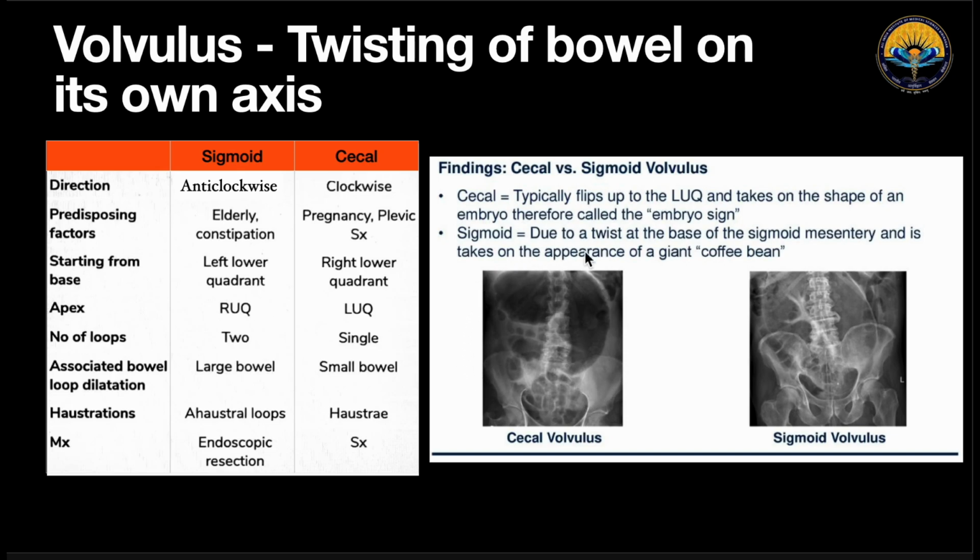So if this is the clockwise direction, going like this, that is cecal volvulus, which has a clockwise direction, whereas sigmoid goes like this, and normal clockwise is like this. So sigmoid volvulus will have an anti-clockwise direction. We should know that sigmoid volvulus will have a coffee bean appearance or coffee bean sign, whereas cecal volvulus will have an embryo-like appearance, known as the embryo sign. So coffee bean sign in sigmoid volvulus and embryo sign in cecal volvulus.